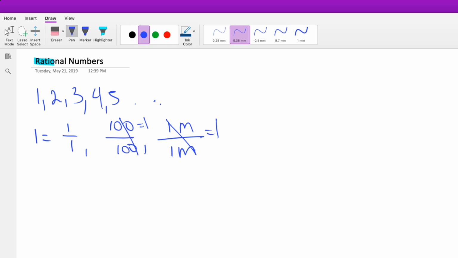Now let's look at the number 2. 2 is also a rational number because we can write it as 2 over 1, 4 over 2, 8 over 4, and so on. Now, what else can we do with these rational numbers? You get the point. We can write 3 the same way, 3 over 1, 6 over 2, things like that. So let's look at a different example.